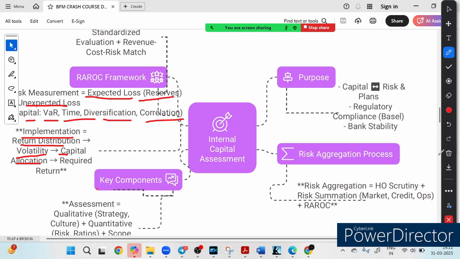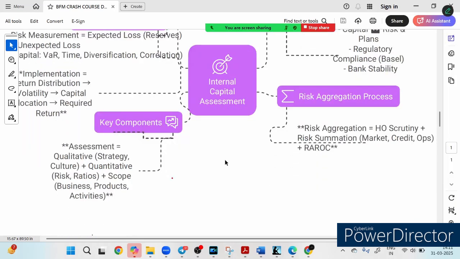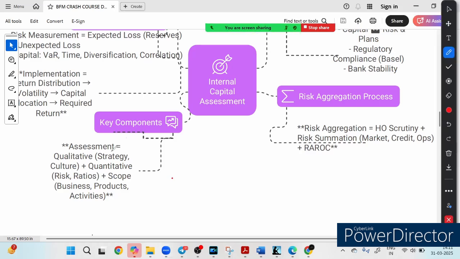Now if you look at the key components of this capital assessment, the assessment itself covers three dimensions. What are the three dimensions covered by the assessment? The first is called qualitative, meaning evaluating the bank's strategy and culture. Second is called quantitative, meaning analyzing risk metrics, ratios, and financial figures. And finally the scope, meaning covering the business areas, products, and activities to assess the overall exposure. So basically this assessment covers three key dimensions.